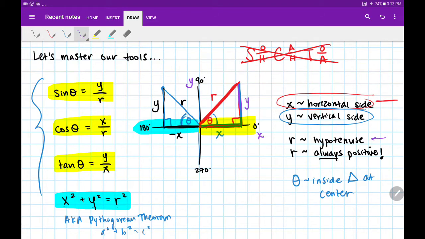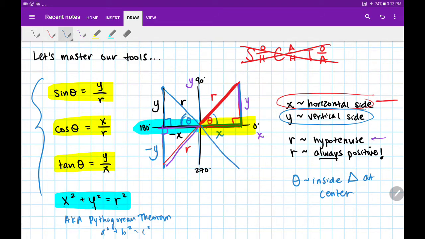Okay, in quadrant 3, let's say I am at, I don't know, like 225 degrees. That would be between 180 and 270. Drop the perpendicular to the x-axis. This will be a negative x. And this time we're seeing for the first time a negative y because we're going down. And then r is our hypotenuse as before.